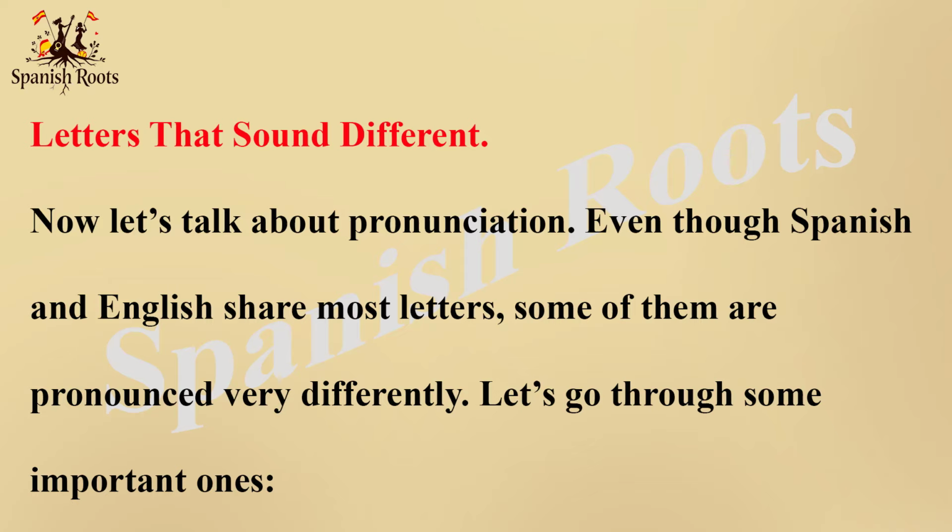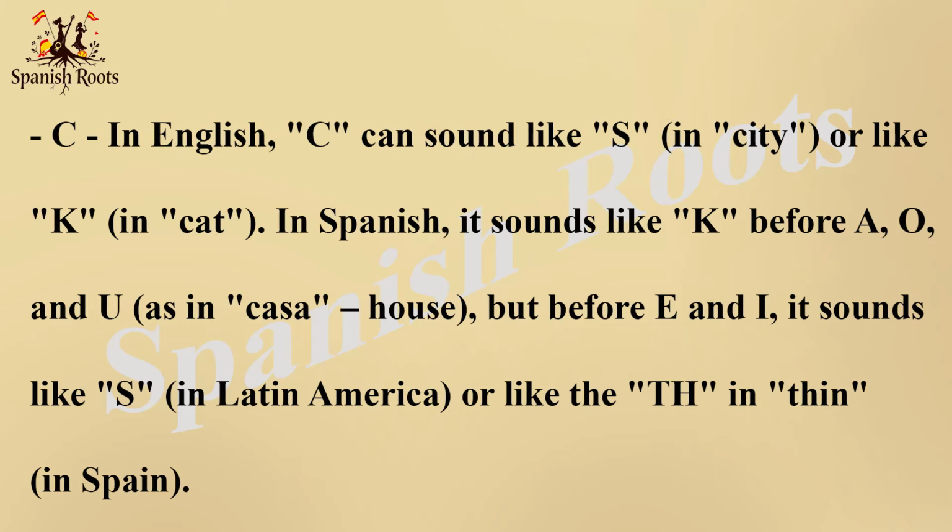Letters that sound different. Now let's talk about pronunciation. Even though Spanish and English share most letters, some of them are pronounced very differently. Let's go through some important ones. C. In English, C can sound like S in city, or like K in cat. In Spanish, it sounds like K before A, O, and U, as in casa, says house. But before E and I, it sounds like S in Latin America, or like the TH in thin in Spain.